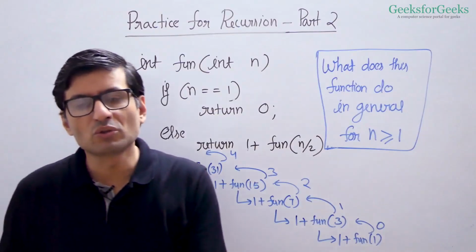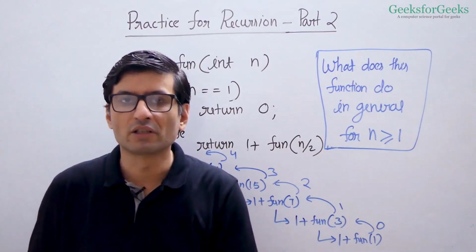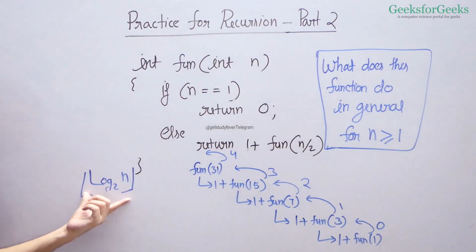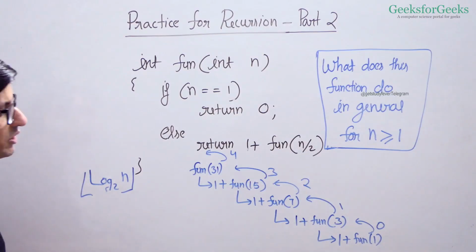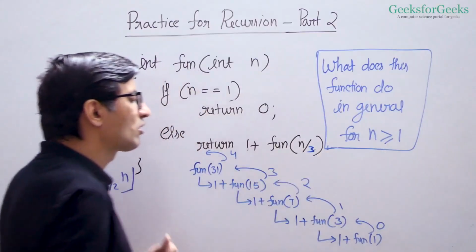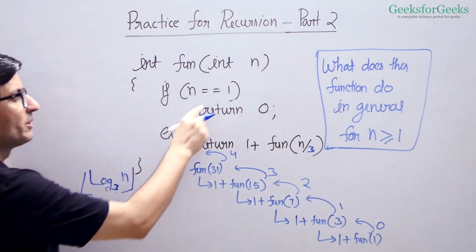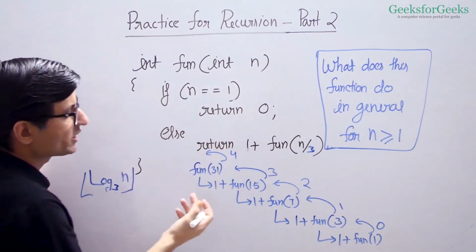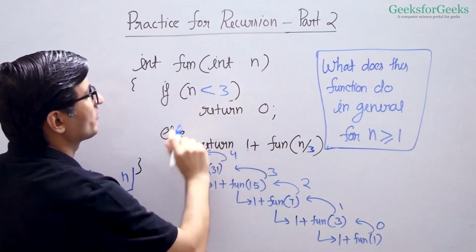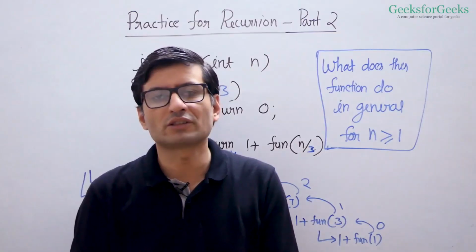For fun 32 you will get 5, right? Because you will get straight away division by 2 everywhere. So this is the functionality of this function. It returns floor of log of base 2 of n. Now a quick question for you. If I do by 3, then what will you get? You will get floor of log of n base 3. You need to change the base condition as well. The new base condition for 3 would be n is smaller than 3, right? When n is 1 or n is 2, for these numbers, you are going to return 0.